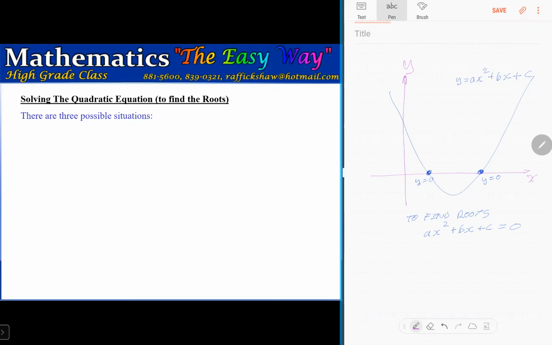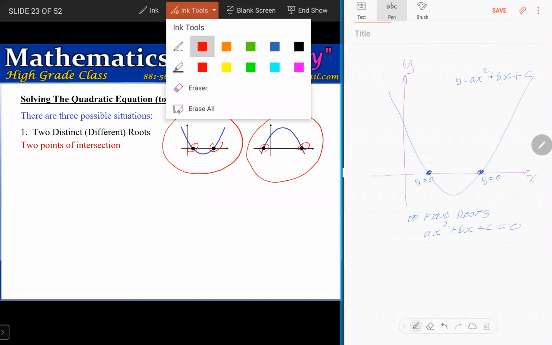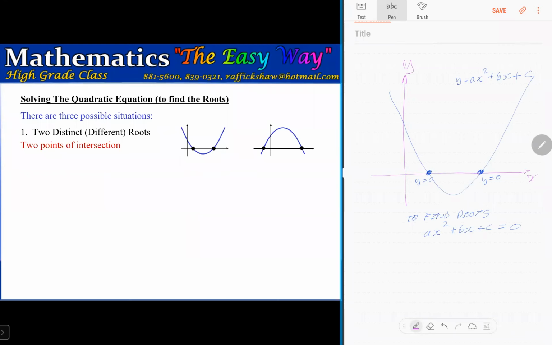And these are the possibilities now. Let's look at some of the possibilities. All right, so what I've sketched on the right there is just one of the possibilities. So first, you can have 2 different roots, as is the example here. If it's a smile, you can have 2 different roots right there. If it's a frown, again, you can have 2 different roots right there. 2 points of intersection. All right, that's the first possibility. You have 2 different roots.